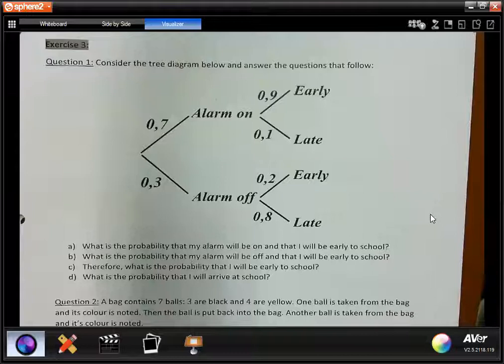Then in D, what is the probability that I will arrive at school? What do you guys think? Did they say anything here about not arriving at all? No. So what's the probability of arriving at school? I would say 100%, because you're arriving early or you're arriving late, you're still arriving. Does that make sense? Early or late doesn't matter in that case. So for D, the answer can be 100% or the same as 1. 100% is the same as 1.